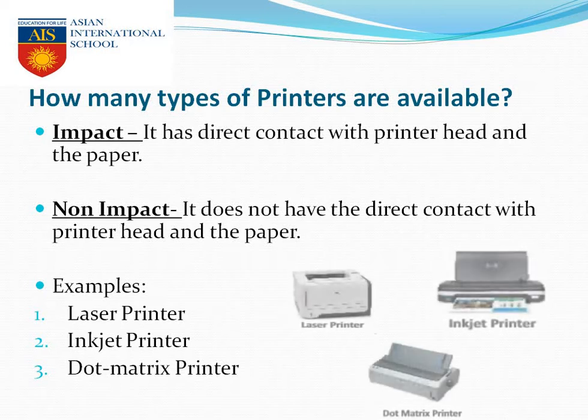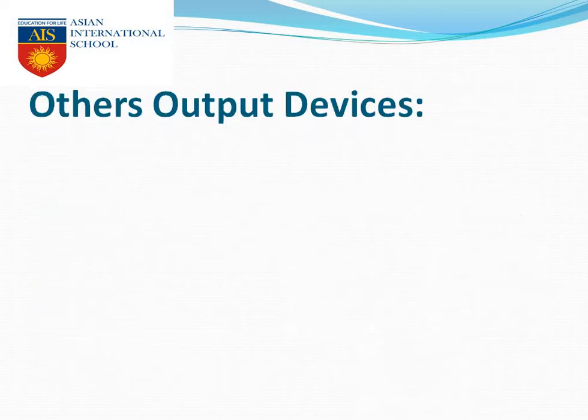Now the next output device that comes to our mind is the speaker. What do we use to play the sound? We use speakers to listen to the music and so on. So while we are using YouTube and want to listen to the music, we need a speaker. So it gives the output to the user. So it is an output device.